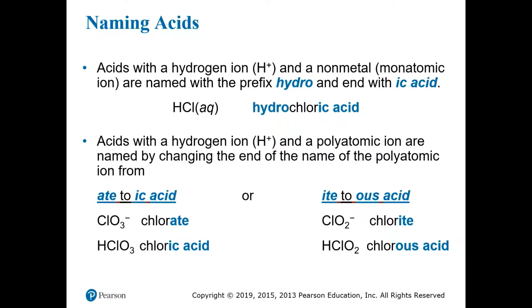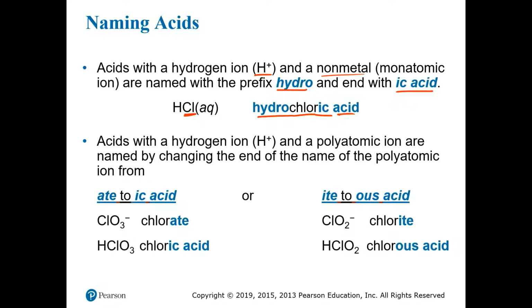The first type of acid that we're going to deal with is sometimes called a binary acid because it's formed from hydrogen and one other element. It's formed from a hydrogen ion, H+, and some other nonmetal. These acids are named with a prefix of hydro, and they end with ic acid. So for instance, the name of the acid formed from chlorine, or the chloride ion, is hydrochloric acid.